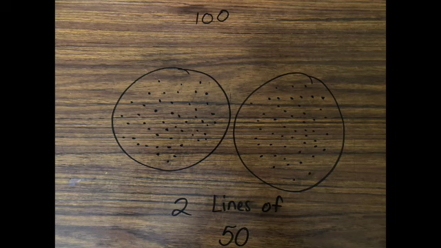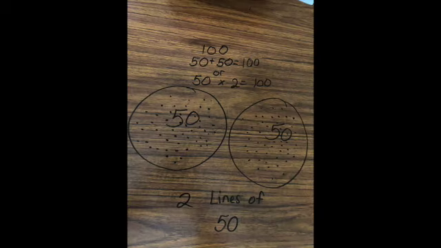So there were 100 ants, right? And they said in 2 lines of 50 they made that 100 ants. So those 2 lines I'm representing as 2 groups, okay? That's what the big circles are for. And then I put 50 ants or 50 dots in each group. 50 plus 50 equals 100. So that would be a picture that would match that. And then 50 plus 50 equals 100 would be a number sentence I could use.